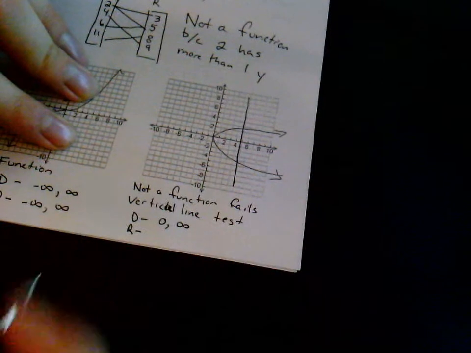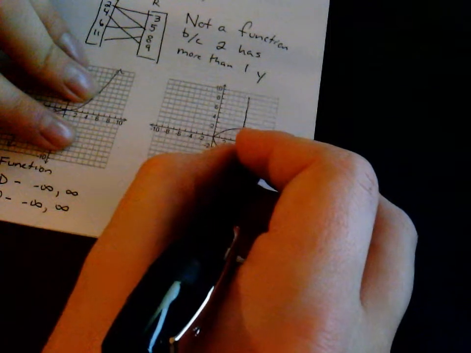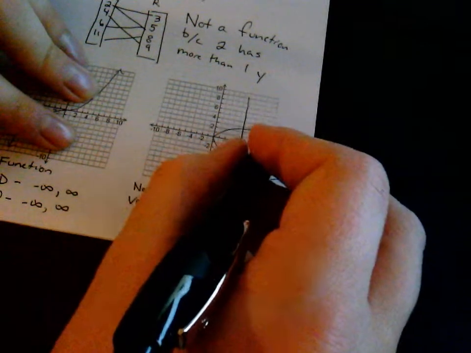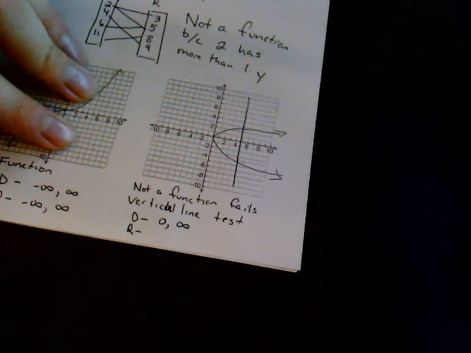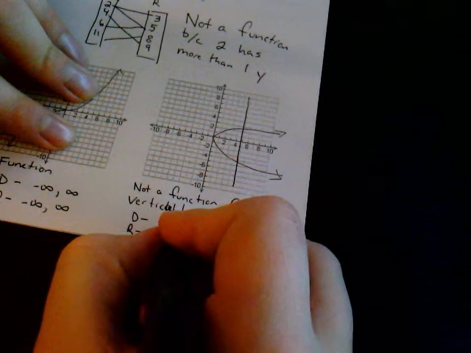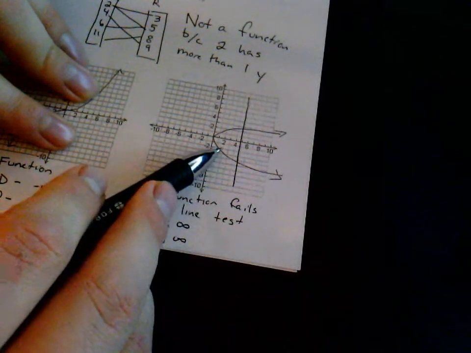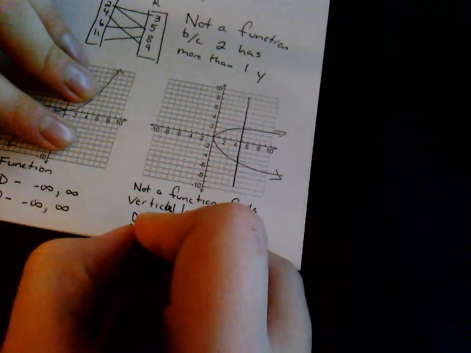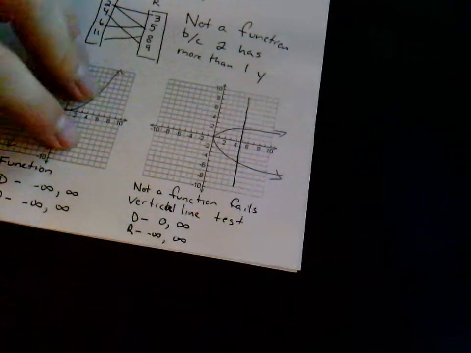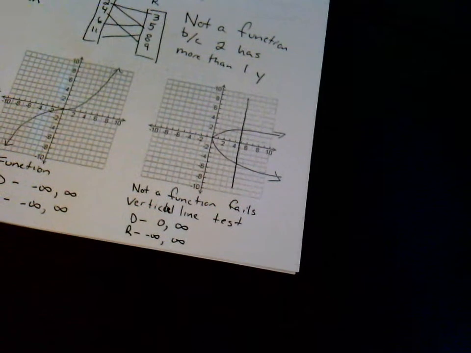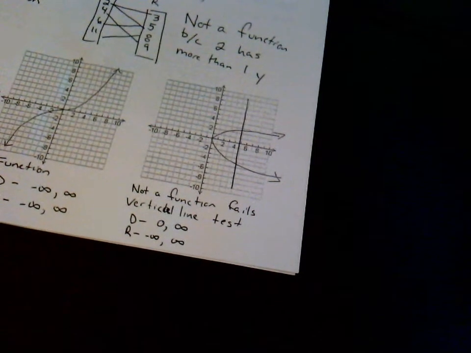Range. Does it go up forever? Well, it's a little hard to tell, but this is going up and to the right, up and to the right, so it does go up forever, so it goes off into infinity. Does it go down forever? Well, this is going down and to the right, so yes, it does go down forever. So that's the domain and range of those.